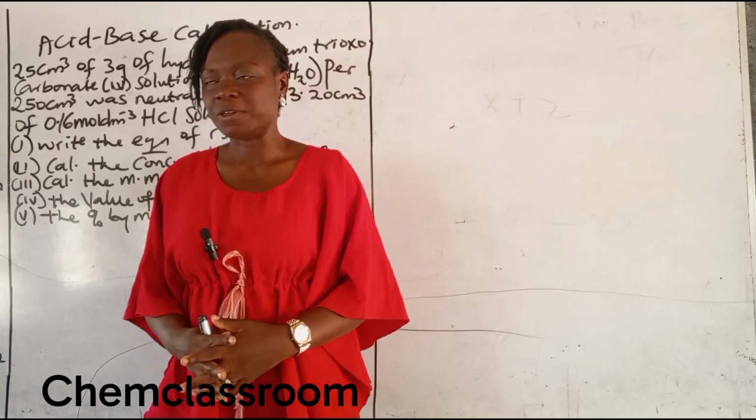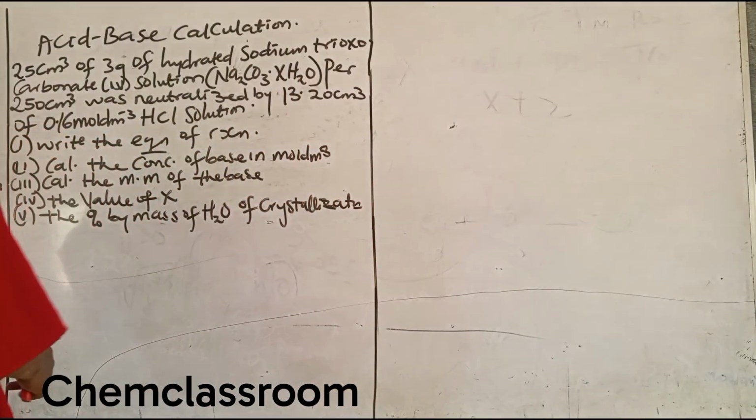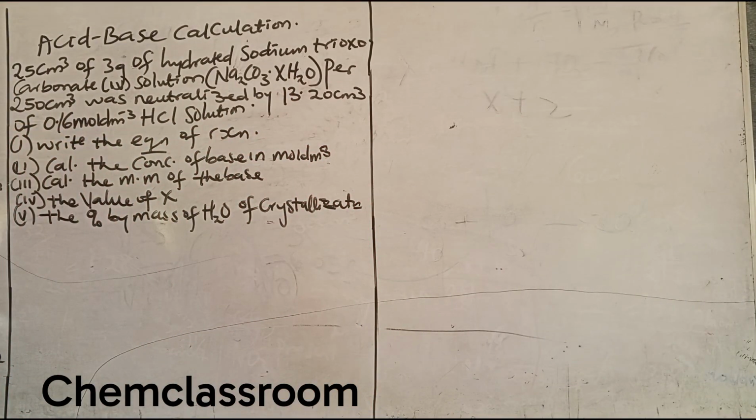All right, let's see what we have on the board. Okay, so we have an acid-base titration which says 25 cm cube of 3 grams of hydrated sodium trioxocarbonate(IV) solution, that's your Na2CO3. Then we have water. Anytime you hear hydrated, water should come to your mind, of course. Part 250 cm cube was neutralized by what? By 13.20 cm cube of 0.16 mol per dm cube HCl solution.